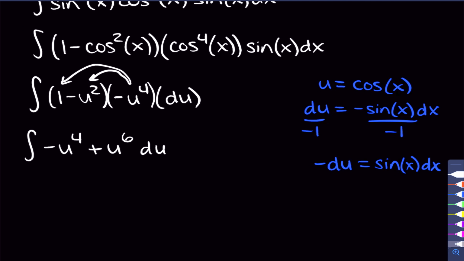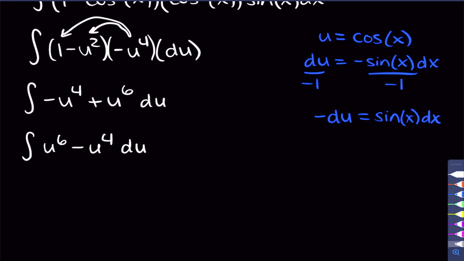Or, to be honest, if you want to write it a little bit nicer, you can do u to the sixth minus u to the fourth du. That's really up to you. It's honestly a personal preference. But now let's go and integrate. And the integral of u to the sixth is what? Well, that'll be 1/7 times u to the seventh. And so we can write that as u to the seventh over 7.